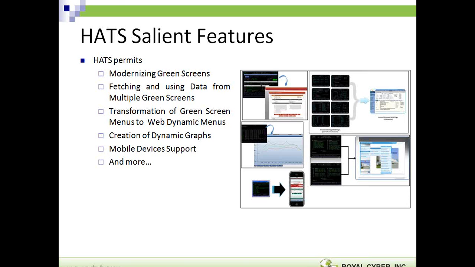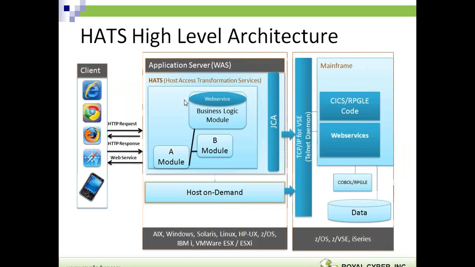This is the overall architecture of a HATS implementation in a nutshell. You can see that the IBM iServer is used for the green screen application. The HATS application is deployed on an application server, that is WAS in this case, and then it can be used on various platforms, browsers, devices, via protocols, web services, etc. So this is about it for HATS. Now let me give you some introductory information about Apache Geronimo Server.